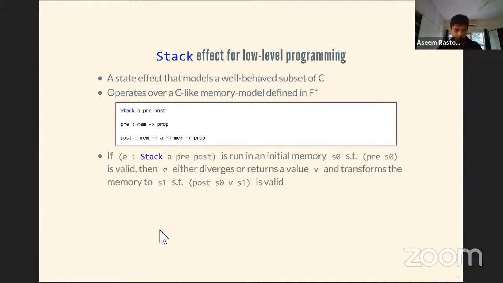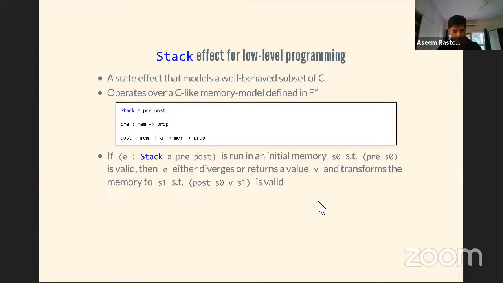So just to clarify more formally, what does stack A pre-post mean? If an expression E has type stack A pre-post, then the guarantee is that if you run E in an initial memory S0 such that S0 satisfies pre, then either E diverges, so stack includes div. That is, stack allows divergent programs. So either E diverges or E terminates and returns a value V and the final memory S1 such that post S0 V S1 is valid. So this is how you should think of the semantics of stack A pre post type.